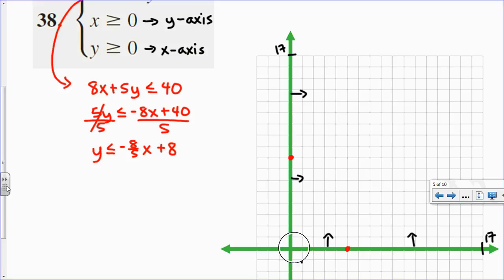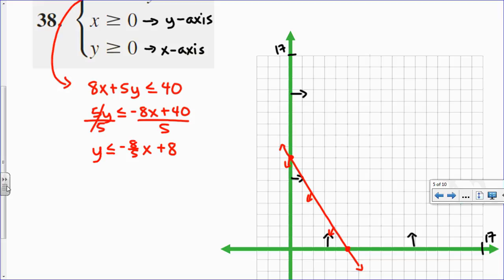Okay, so I can graph that. Will it be a solid or dashed line? Solid. And will I shade above or below the line? Below. Less, below; above, greater, above. Okay, so below. I'm down here. Okay.